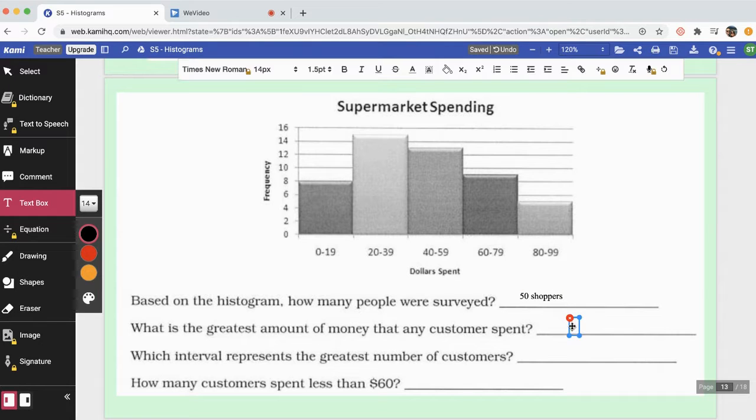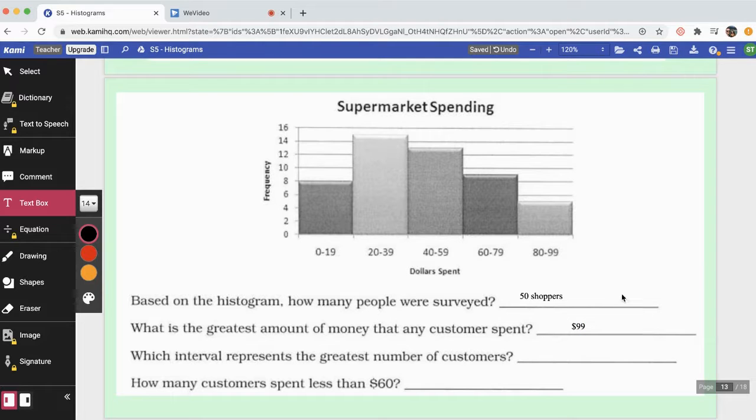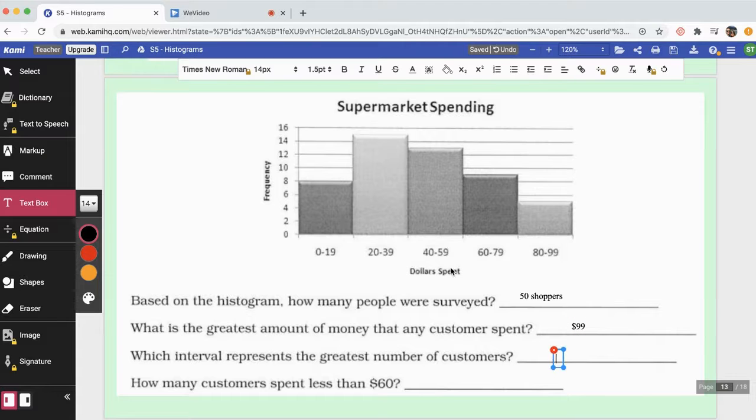Okay, the next question: what's the greatest amount of money any customer spent? Well, we don't know exact amounts of money, but because 99 is the biggest number on my graph, that's the greatest amount any shopper could have spent. I don't know if anybody actually spent $99. Maybe they spent 80, 84, 85, I don't know, but they could not have spent more than $99 because that's not on my graph.